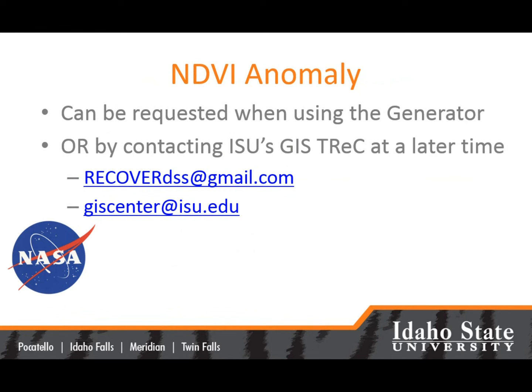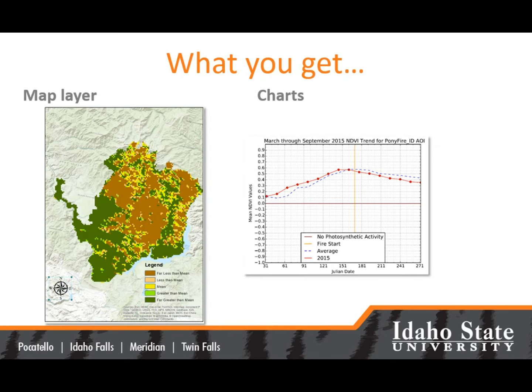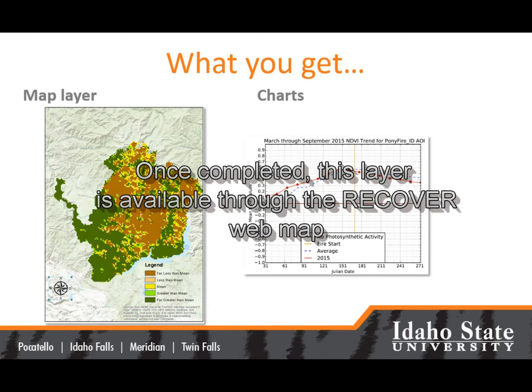And you can make that request using that generator that we looked at a little bit ago, or simply by contacting the GIS Center at a later time through either of those two emails that you see on that NDVI anomaly slide. What do you get? Well, you get a map layer that can be opened up in ArcMap, and you get some charts.